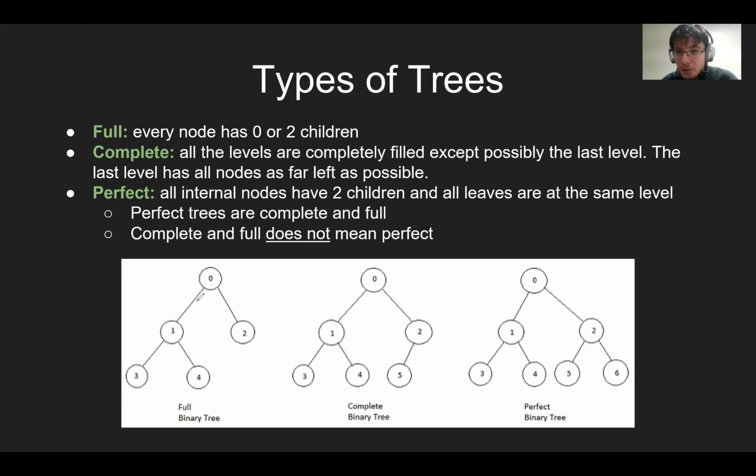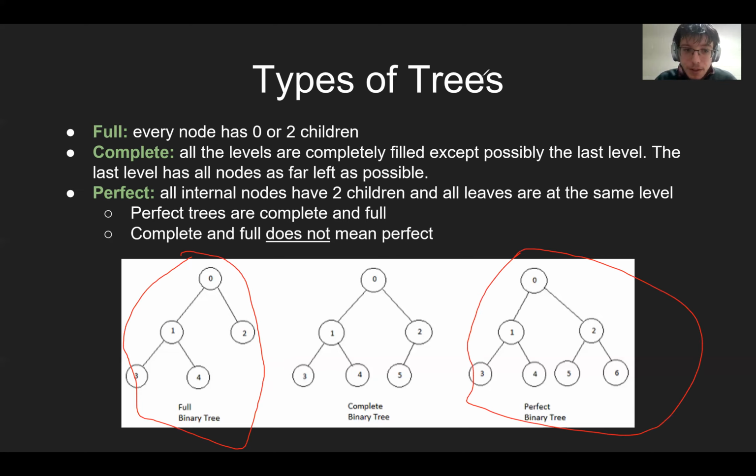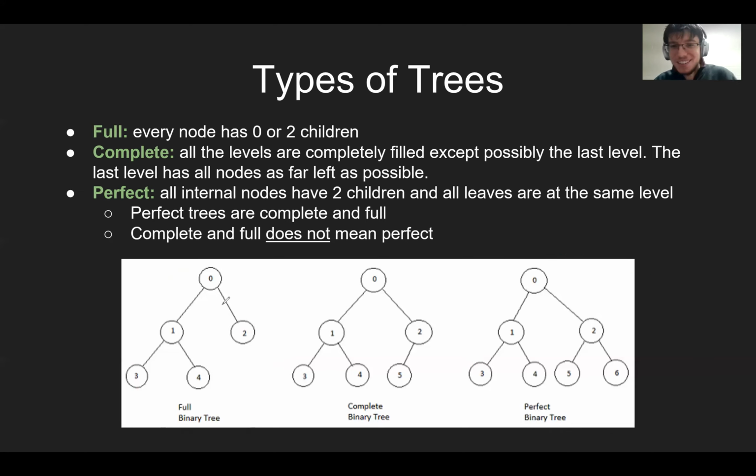Full, every node has 0 or 2 children. So interestingly, this full binary tree is also complete because everything is as far left as possible in the last level, and all the levels except the bottom level are completely filled. So this is both full and complete, but it's not perfect because the perfect one has to be completely filled at the leaf level. So hopefully you kind of see it. Okay, that's just a brief overview of what they are.